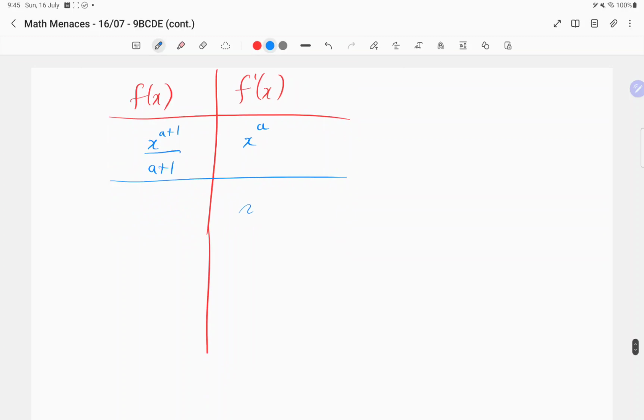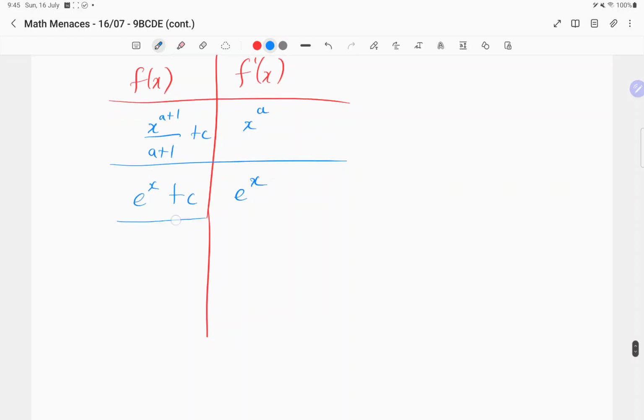Okay, and then when you have e to the power x, the antiderivative of e to the power x is, and we proceed here. But isn't e to the power x weird, where it stays the same? It stays the same, yes. So the antiderivative is also the same, but you got a plus c. There could have been a constant before, we didn't know.